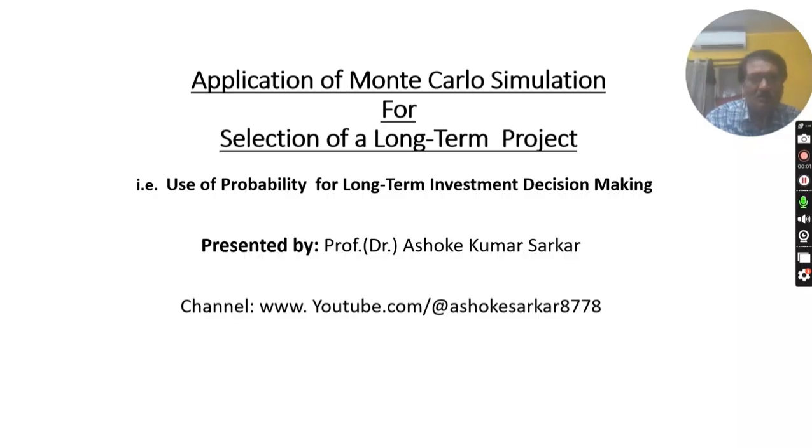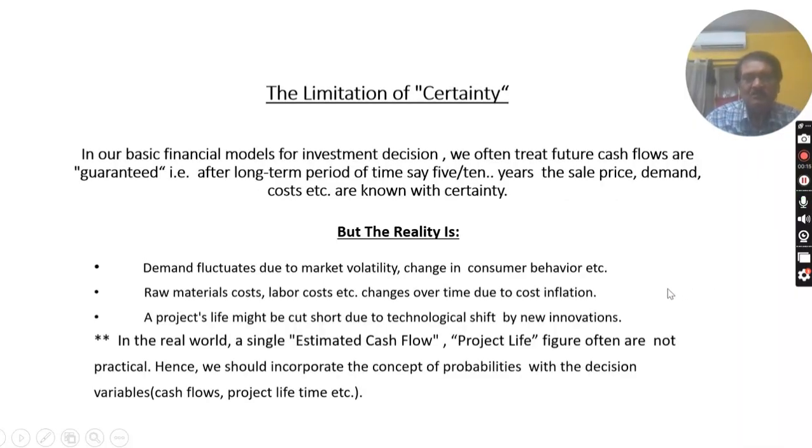For selection of a long-term project. Okay. Use of probability for long-term investment decision making. Why is probability required for investment decision making? For that, see the limitation of certainty.